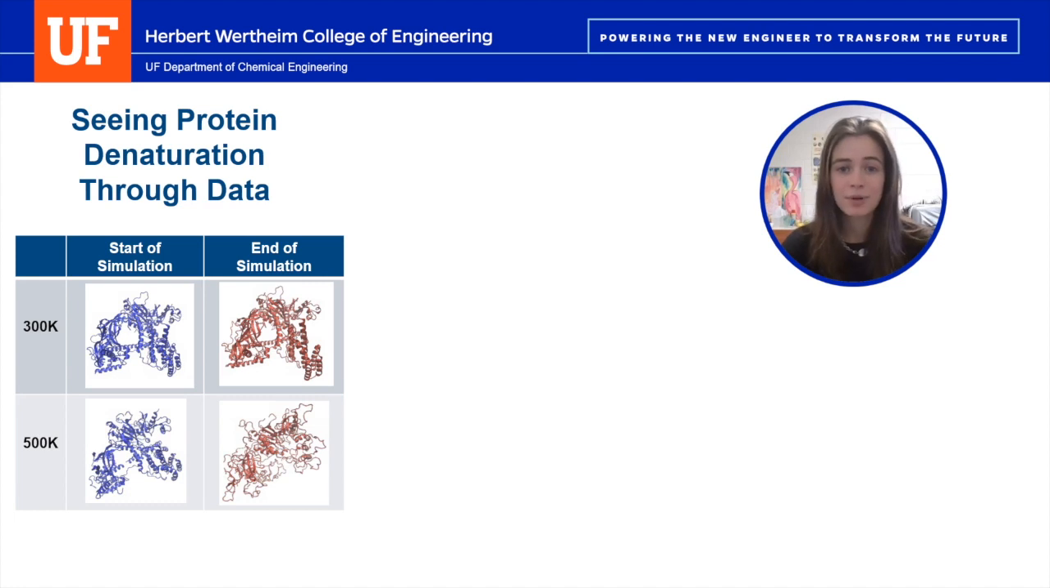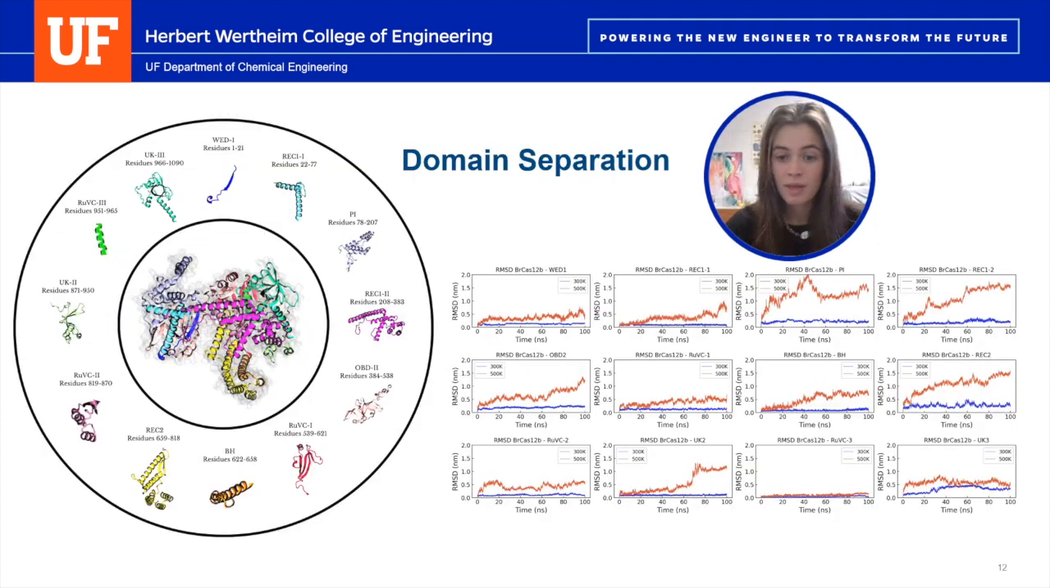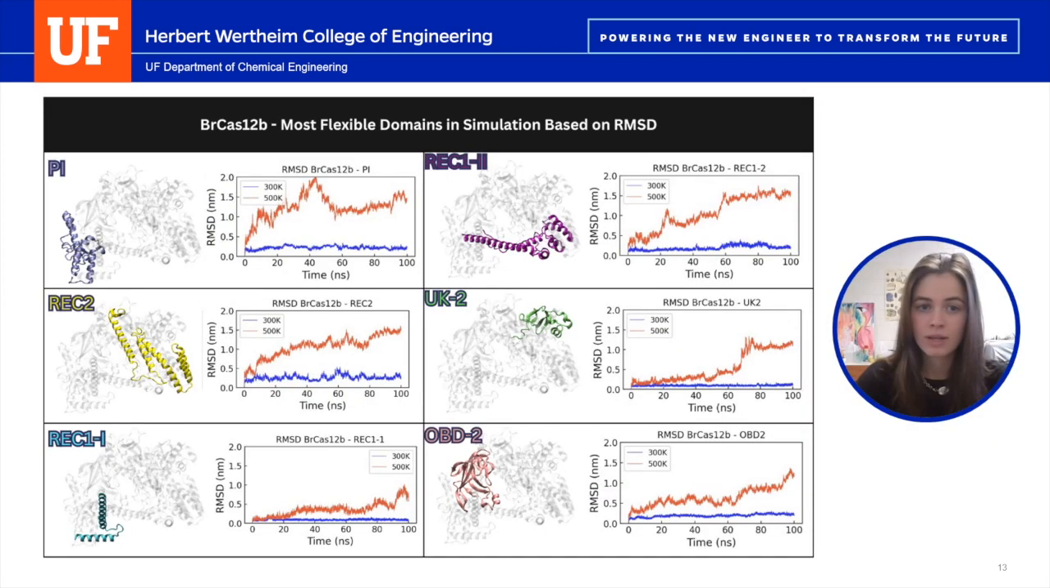I was able to see protein denaturation using VMD to visualize the protein, but I also used numerical data like RMSD, number of hydrogen bonds, and hydrophobic solvent accessible surface area. Because the protein is relatively large for MD simulations at 1090 amino acids, I broke it down by its 12 functional domains. Separating the domains helped to identify the most flexible regions of the protein and start to see an unfolding pathway.